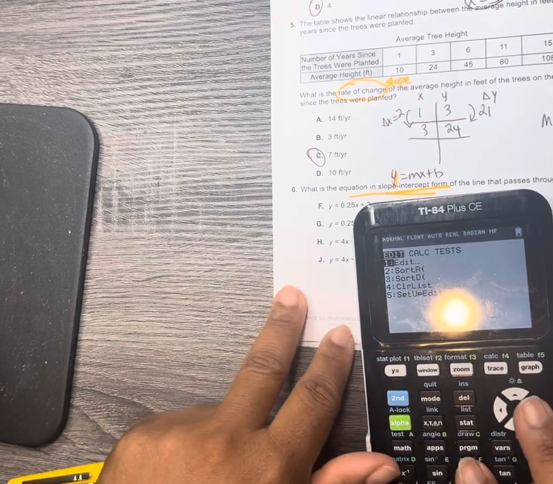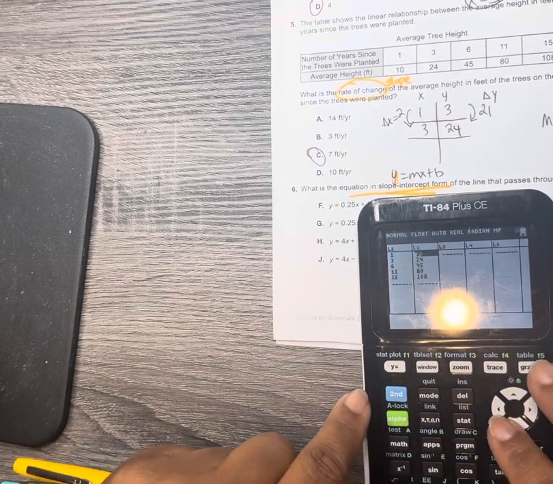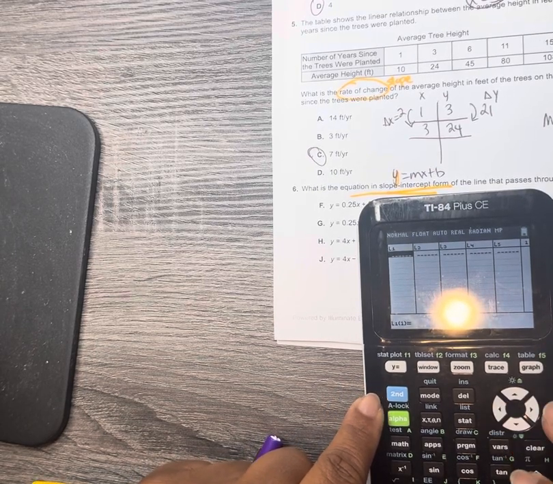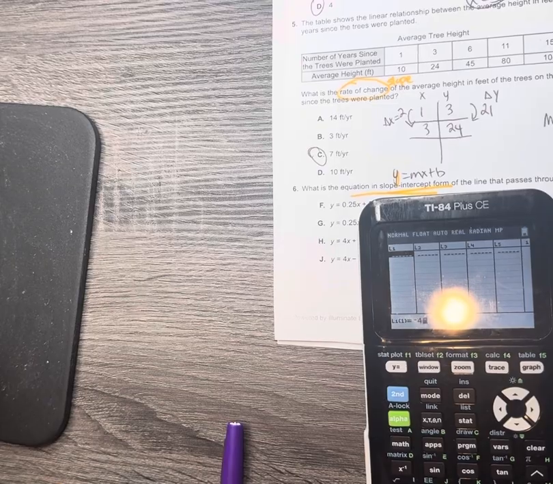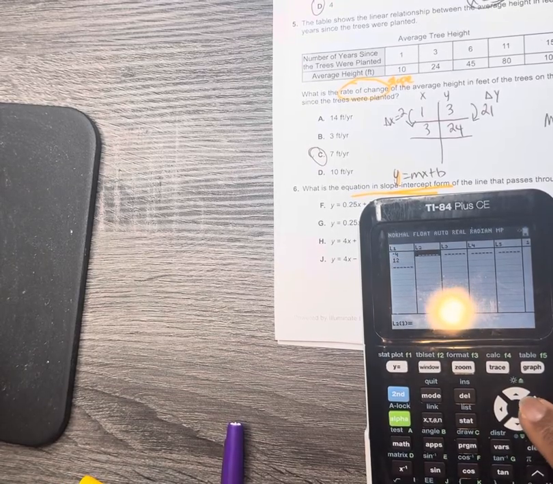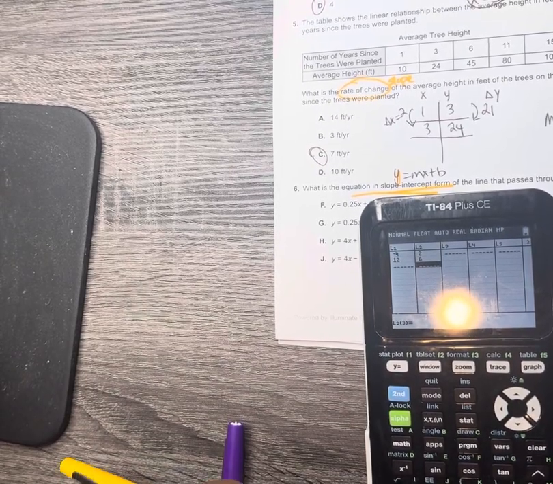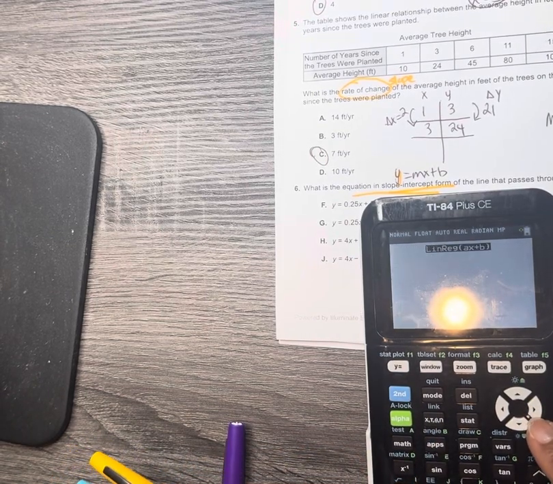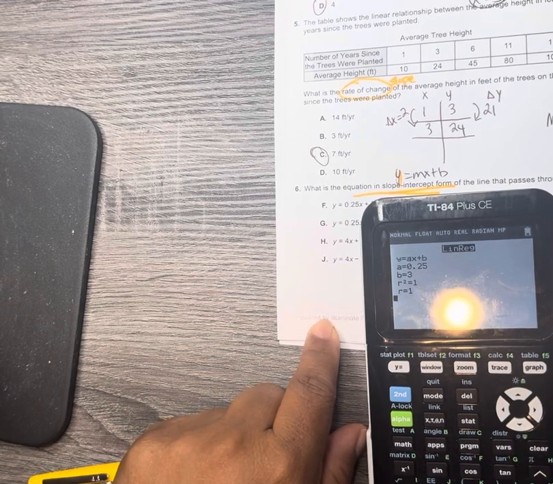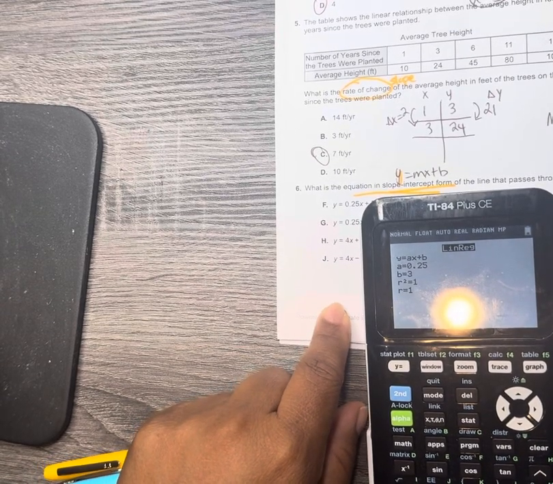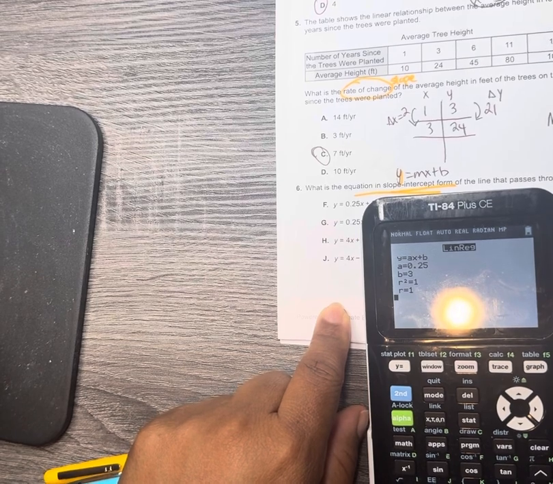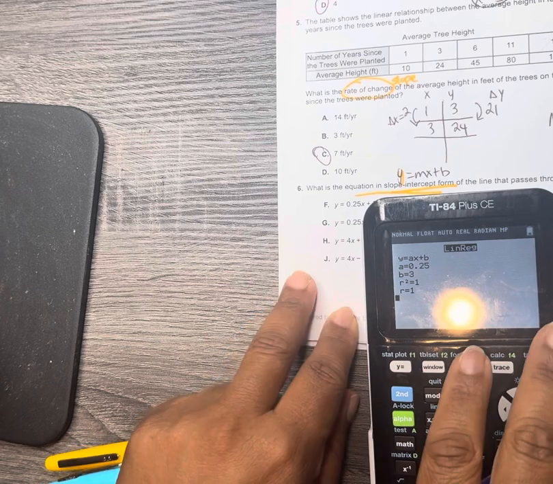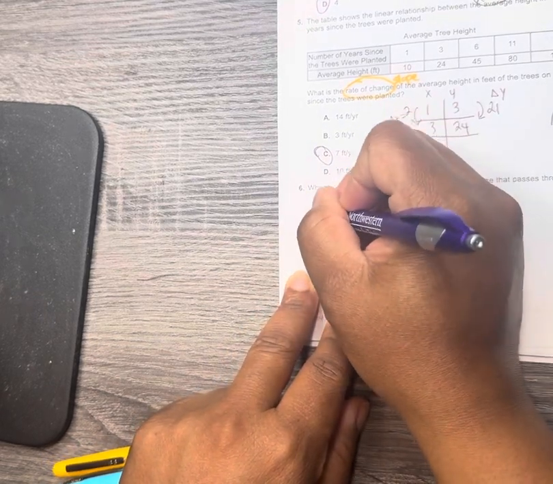So come here and press stat, enter. Erase what we did from the previous problem by pressing clear. And we're going to type in -4, 12, 2, 6. And then press stat, calc, 4, enter, enter, enter. And our equation is y equals 0.25x plus 3. And it looks like our answer is here, F.